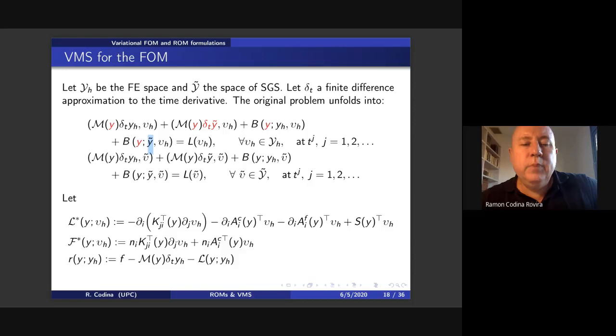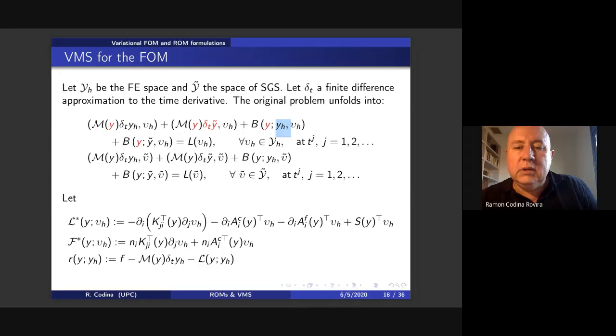That means that we can obtain first an equation testing with functions in the finite element space, and then another equation testing with functions in the space of subgrid scales. Of course, if we test in functions in both spaces, it will be equivalent to testing in functions in the whole space. And then all terms are split into the finite element contribution and the subgrid scale contribution. For example, the temporal derivative here and the temporal derivative of the subgrid scale here. If you add up these two terms, you get the original one, because y is Yh plus Y tilde. The same in the bilinear form B.